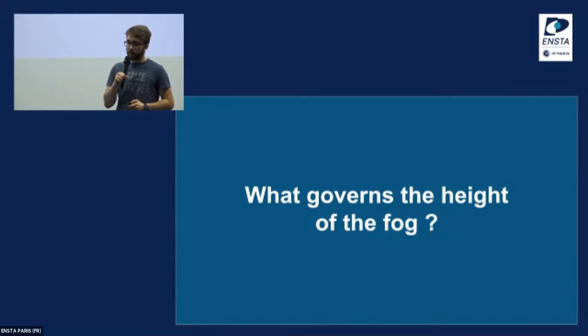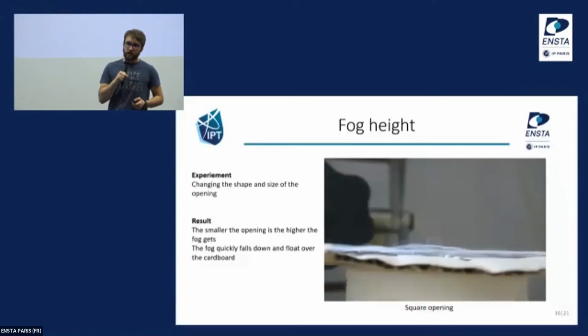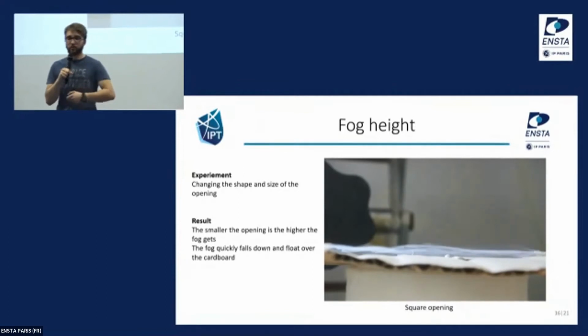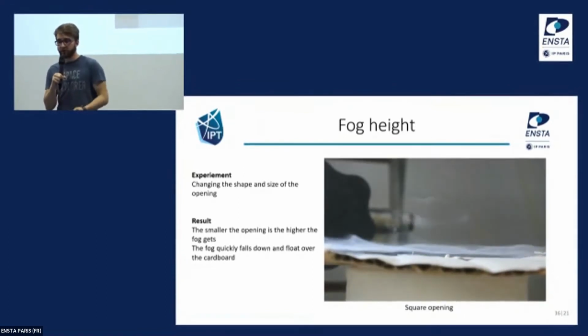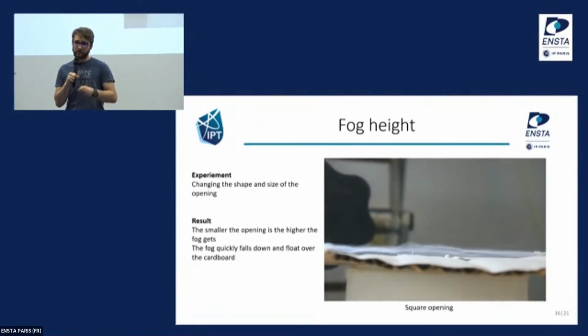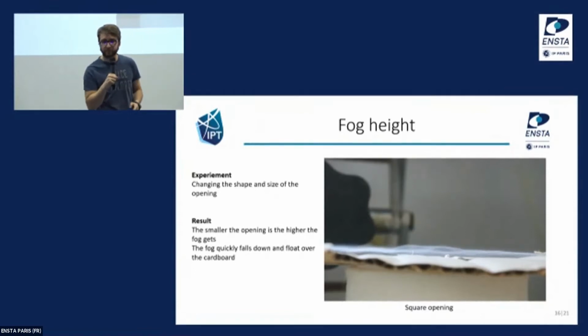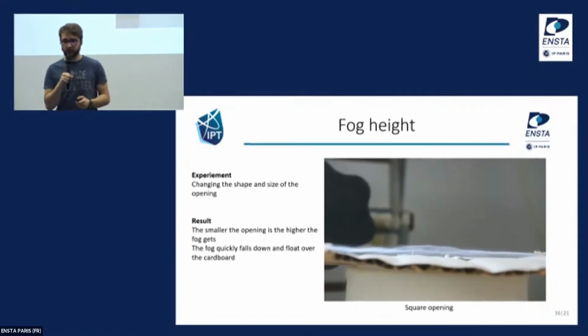Now, on to our last question: what governs the height of the fog? What we did is a simple experiment where we cut out some shape into a cardboard. In this case, this is a square opening, and we can see on the video that the height of the fog is just a little higher than the rest of the fog, like on the sides. So this makes us think that maybe the opening has something to do with how the fog is created.